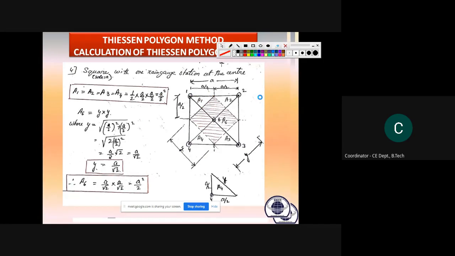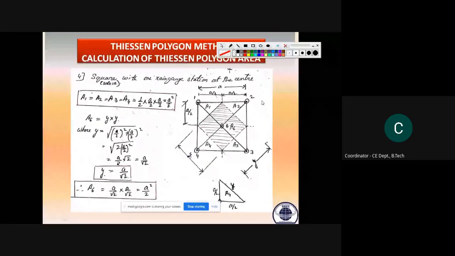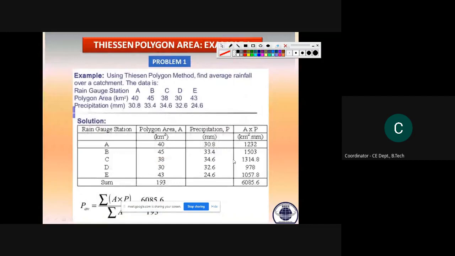I will give you one example. You can solve using all these formulas. You can either derive them on the spot, or you can just memorize the formulas for the different types of polygon shapes. Now let us do this problem.